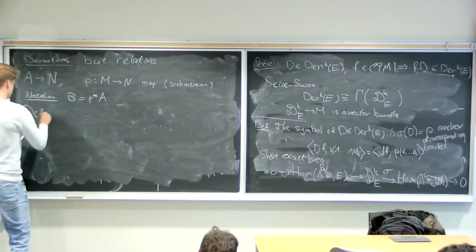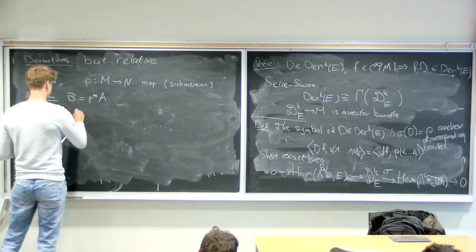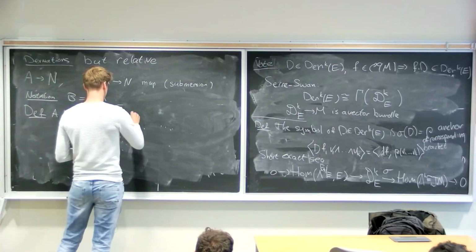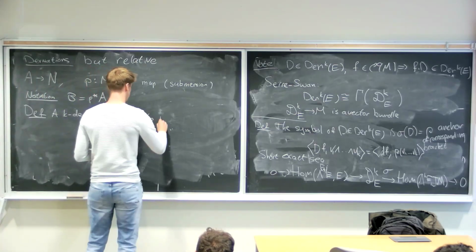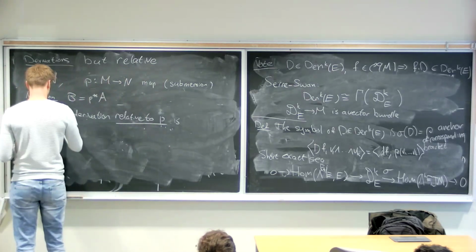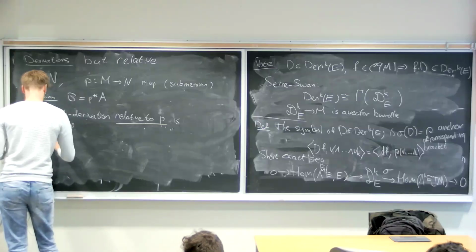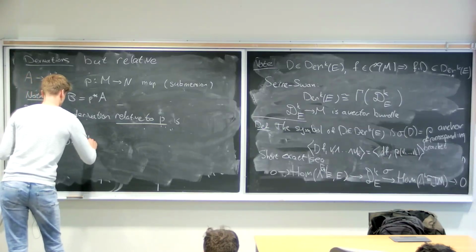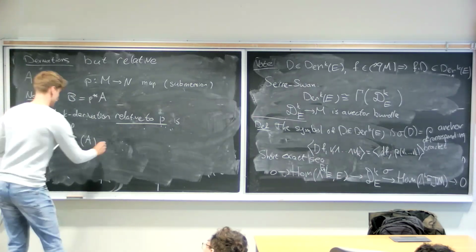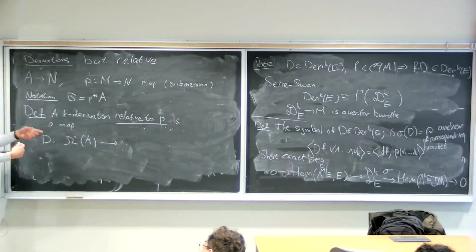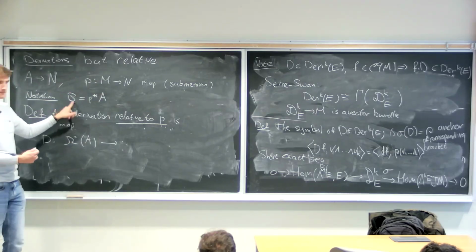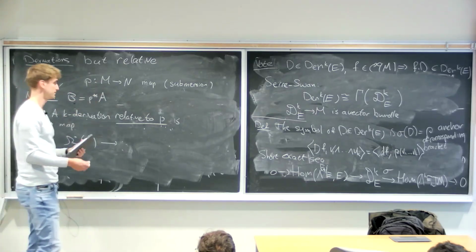And then we can introduce a notion of a k derivation relative to the map p. It's again a map defined on forms on A, but its target this time is not forms on A, but forms on the pullback, forms on B. So it may depend on extra variables if p is a submersion.